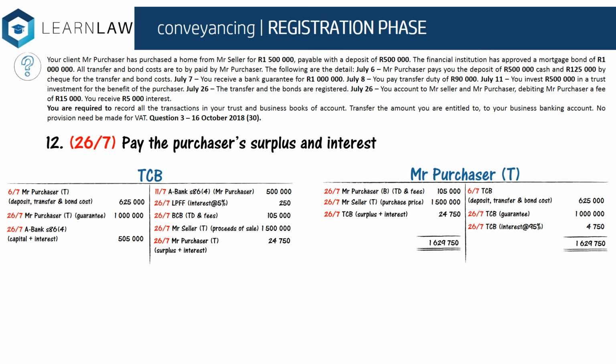Accordingly, the firm's liability to Mr. Purchaser is now extinguished. Next, we tally the TCB debit side, which amounts to 2,130,000 Rand. Then we tally the TCB credit side, which amounts to 2,130,000 Rand. Our account balances, and there is no deficit. I guess we did it right then.